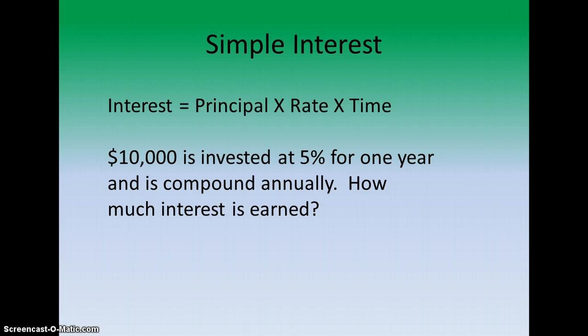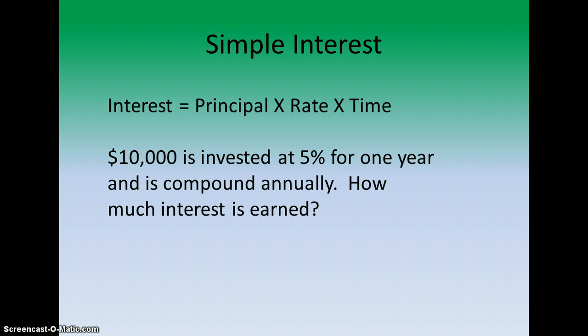The simple interest formula is principal times rate times time. Principal is the dollar amount you invest. The rate is the stated rate that you're getting on the investment, and the time period is how often interest is earned on the investment. So we have $10,000 invested at 5% for 1 year, and it's compounded annually. How much interest is earned?